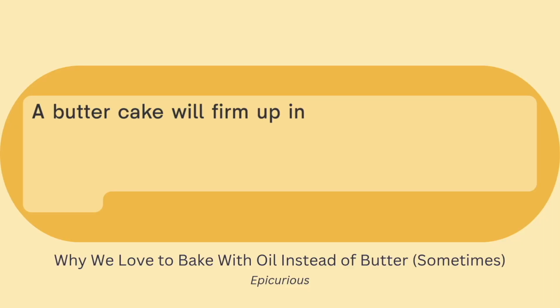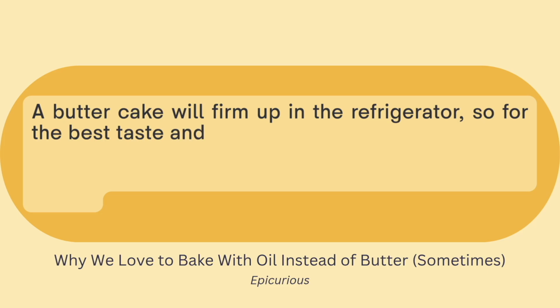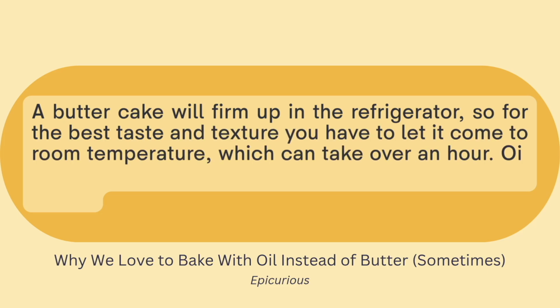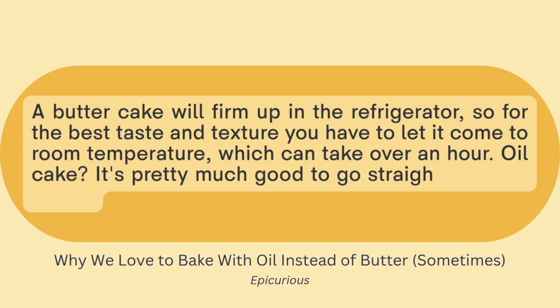Additionally, as per the article, Why We Love to Bake with Oil Instead of Butter Sometimes, by Epicurious notes, a butter cake will firm up in the refrigerator, so for the best taste and texture, you have to let it come to room temperature, which can take over an hour. Oil cake, it's pretty much good to go straight from the fridge. This can be helpful if you've found a great recipe but want to use butter in place of oil or vice versa, but factoring in how it'll be served, etc., might make you reevaluate, though it's always best to make a recipe as recommended for best results.